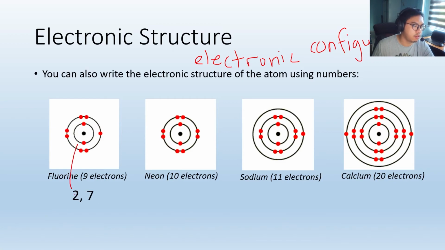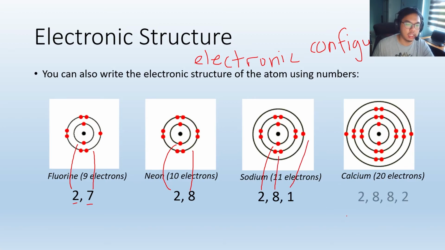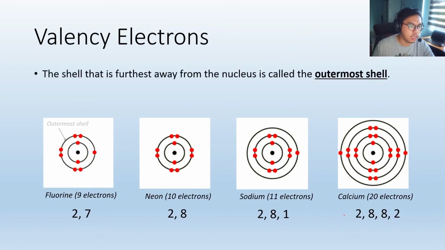So fluorine is 2, 7. So there are 2 electrons in the first shell, and there are 7 electrons in the second shell. So you write it down as 2, 7. Neon 2, 8. So 2 in the first shell, 8 in the second shell. Sodium 2, 8, 1. So 2 in the first shell, 8 in the second shell, and then 1 in the third shell. And then for calcium, 2, 8, 8, 2.